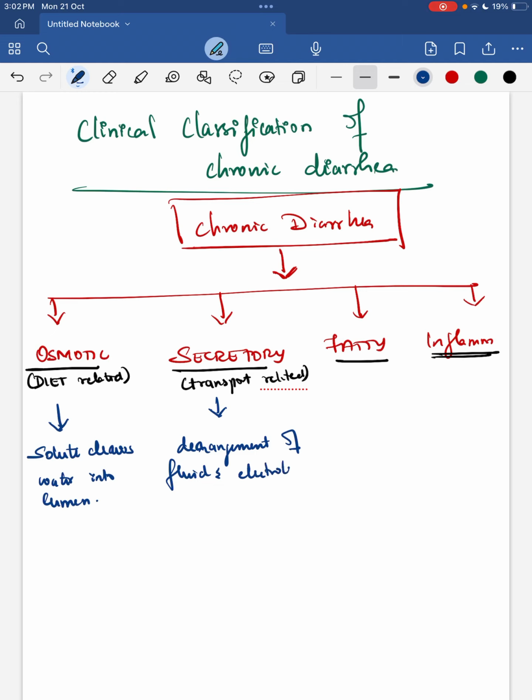Okay, fatty diarrhea: fat malabsorption can also cause diarrhea. It is called steatorrhea. Next, inflammatory diarrhea is mainly because of the immune response. So what are the causes of osmotic, secretory, fatty and inflammatory diarrhea?